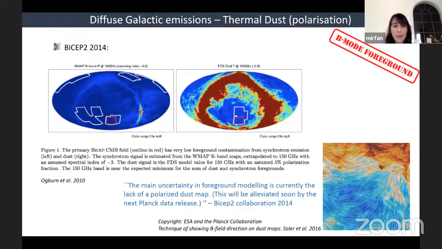So this is the standard word to the wise about foreground avoidance. At the end, we're going to talk about the various things you can do, the ways to combat foregrounds. And one of those techniques is avoidance. So this is just a reminder that it's very important to really understand the astrophysics and the models, to be very confident in them if you want to try avoidance.